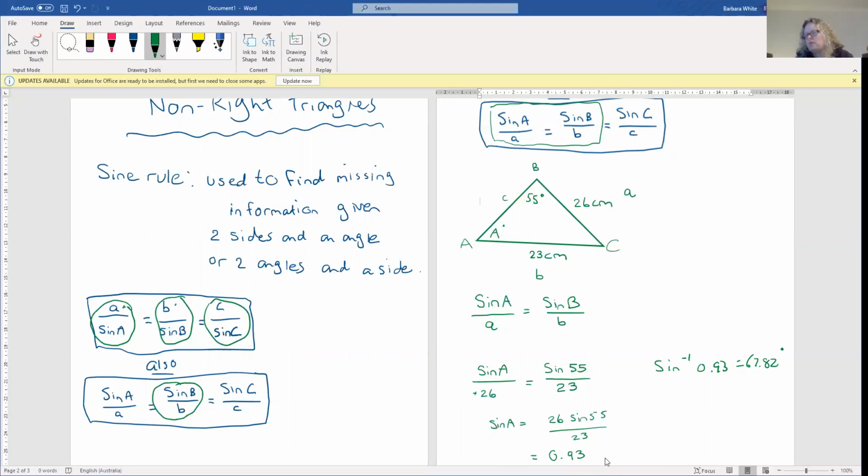Okay, that's both of those types of questions. Let's make sure I've got everything there. Two angles and a side, two sides and an angle. I've got a set of more straightforward questions that I will bring in for you. Okay. That'll do for the sine rule.